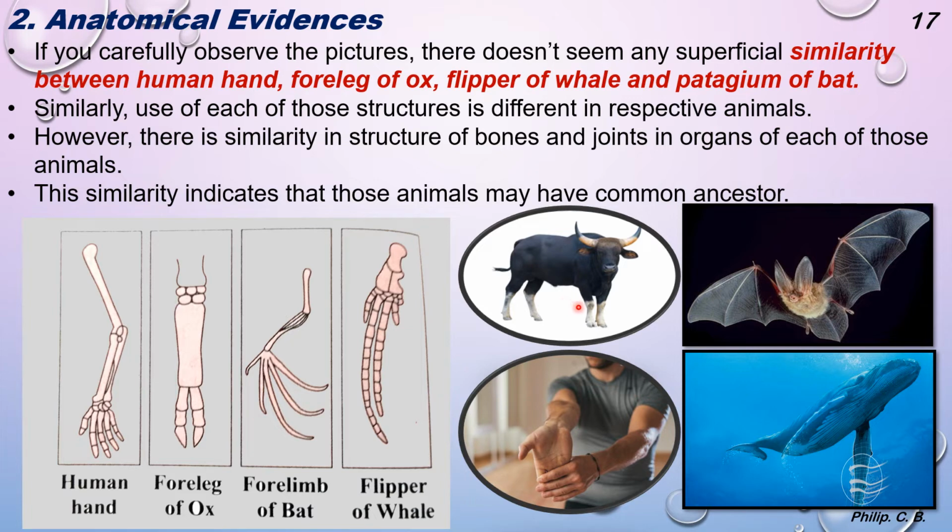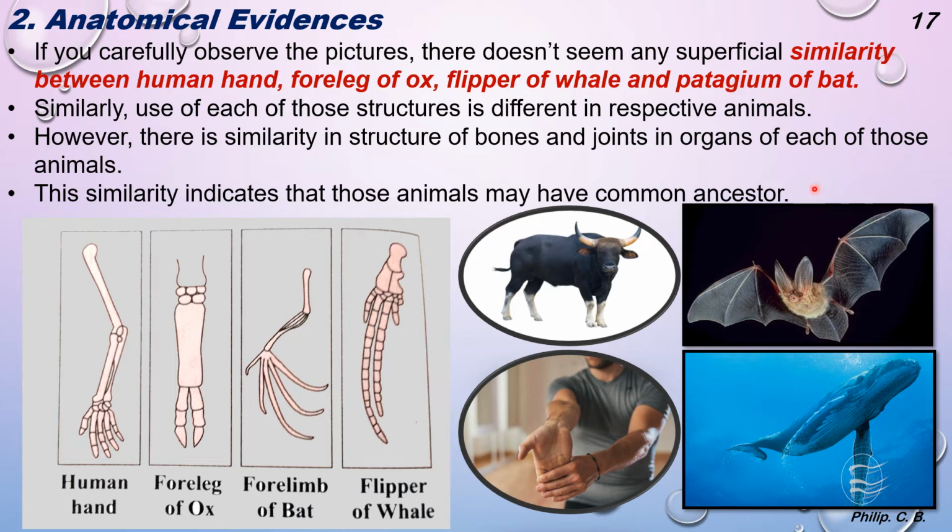So you can see the image of an ox over here, that is, the forelimb. The human hand, that is the forelimb of the human, the forelimb of the bat which is stretched out, and then the whale, which I highlighted over here, right? Coming to the point, if you carefully observe the pictures, there doesn't seem to be any superficial similarity between the human hand, forelimb of ox, flipper of whale, and patagium of the bat.